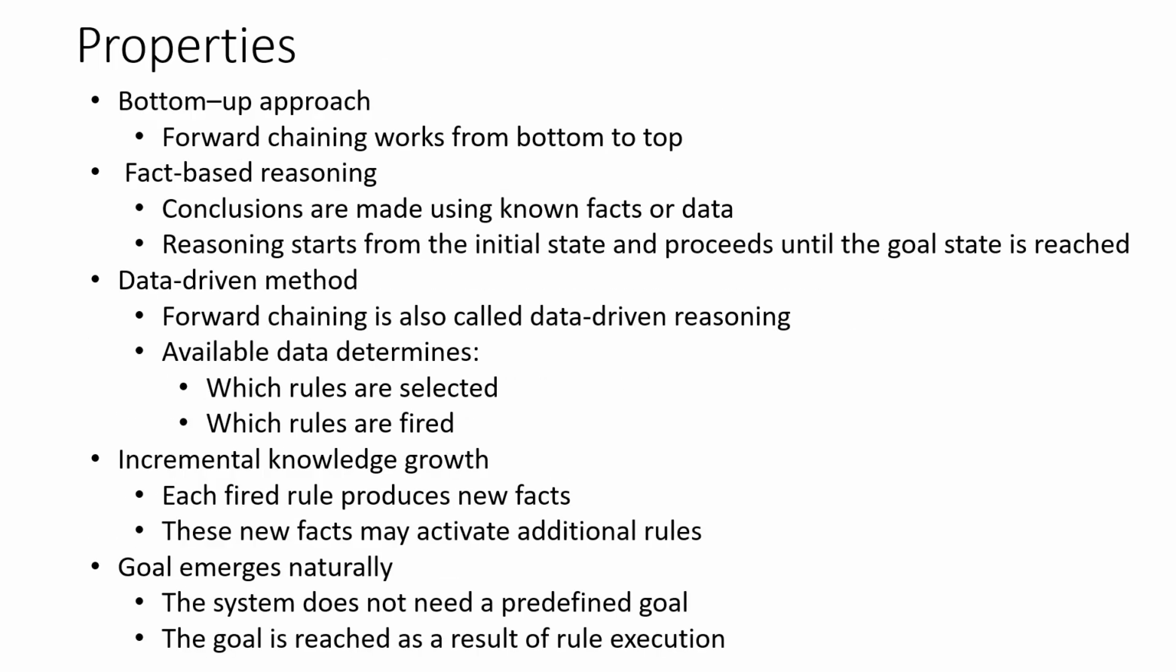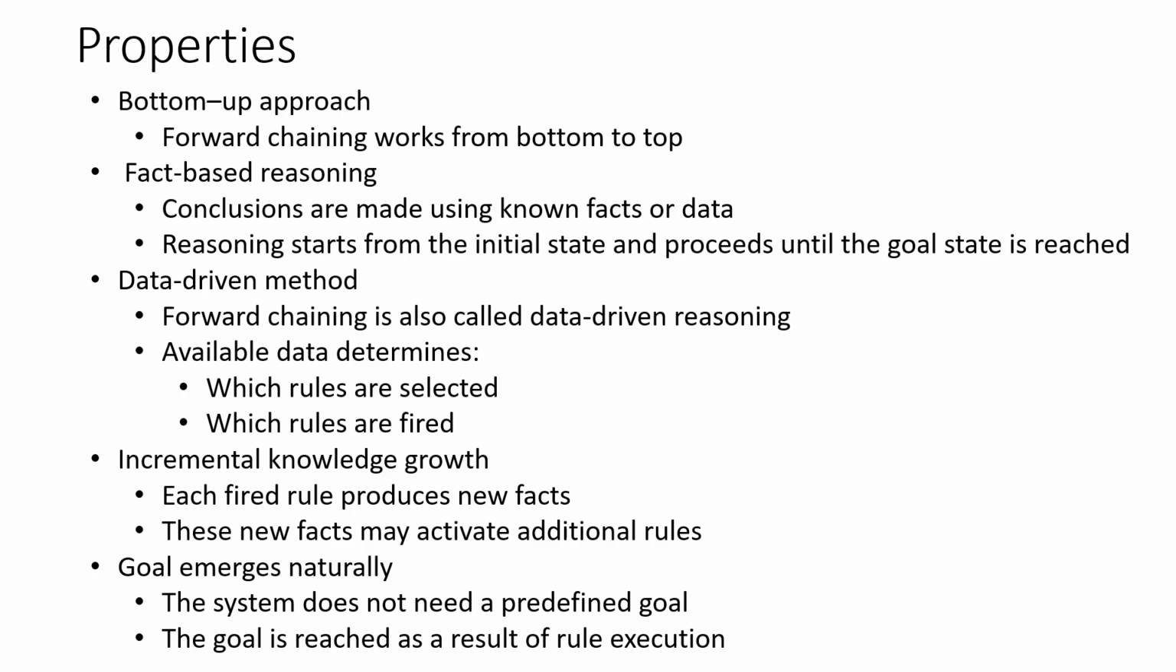We can discuss the properties of forward chaining. So we have already seen that forward chaining starts from the basic facts at the bottom and builds up towards the conclusion. So it starts from the facts, finds the intermediate facts, and then grows to the final conclusion. So bottom up means facts first, then goal later. So that is the first property.